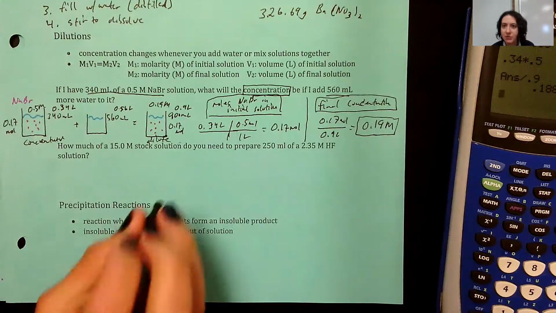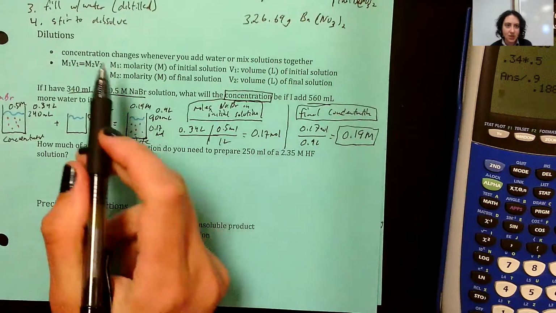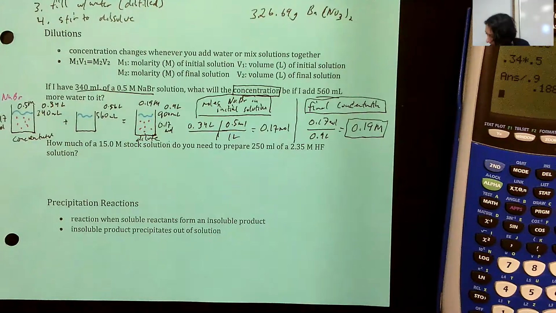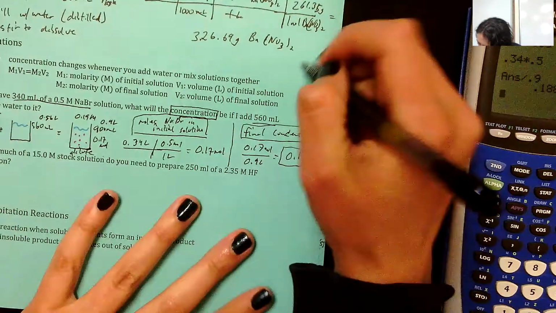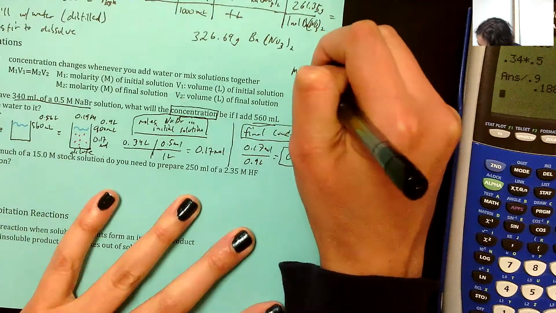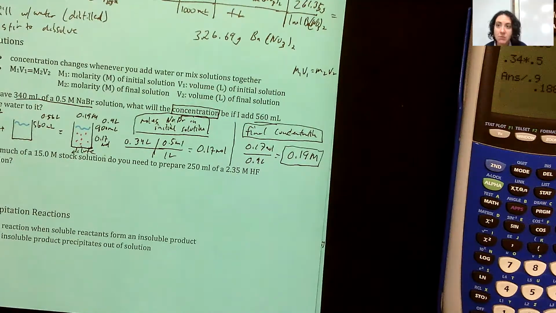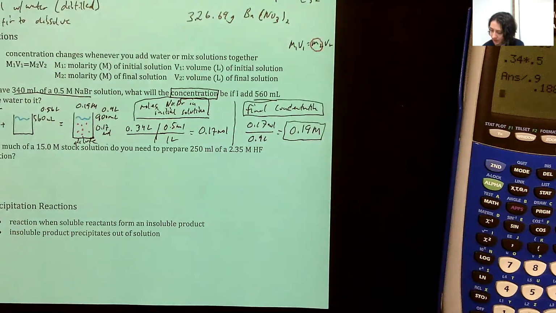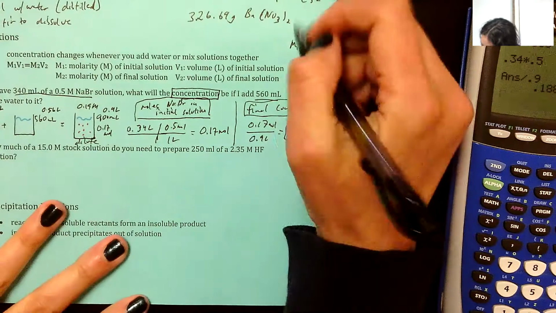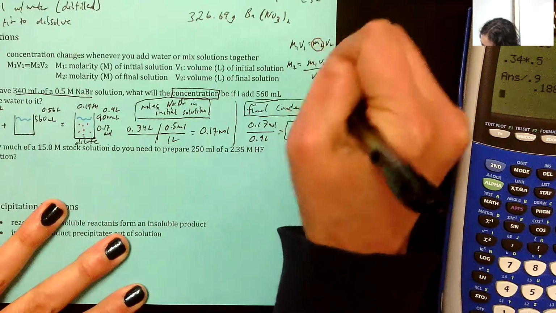I can also show you how to do this using the formula. And in this case, I don't have a lot of space to put this. I can do it off to the side here, I suppose. So what we have is M1 V1 equals M2 V2. In this case, we have to know what we're solving for, which is going to be M2. We're solving for the final concentration. And we just need all the other numbers. So M2 is going to be equal to M1 V1 divided by V2.